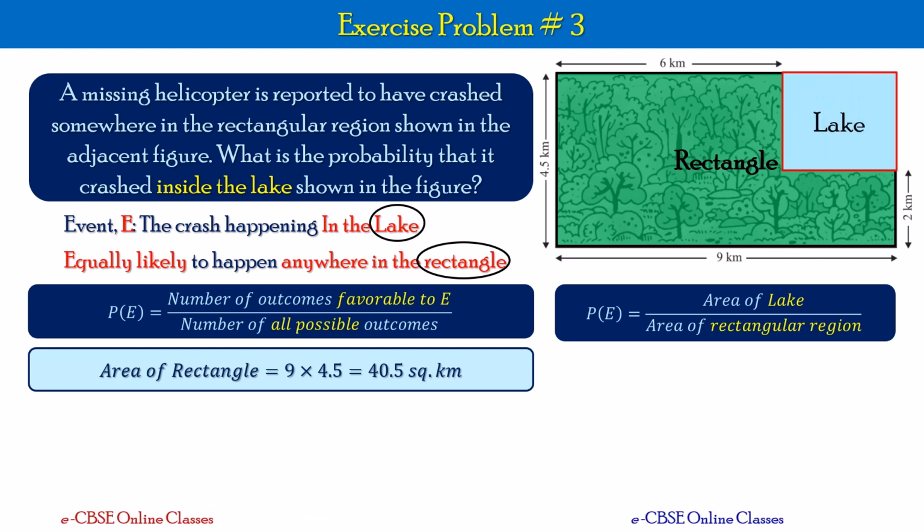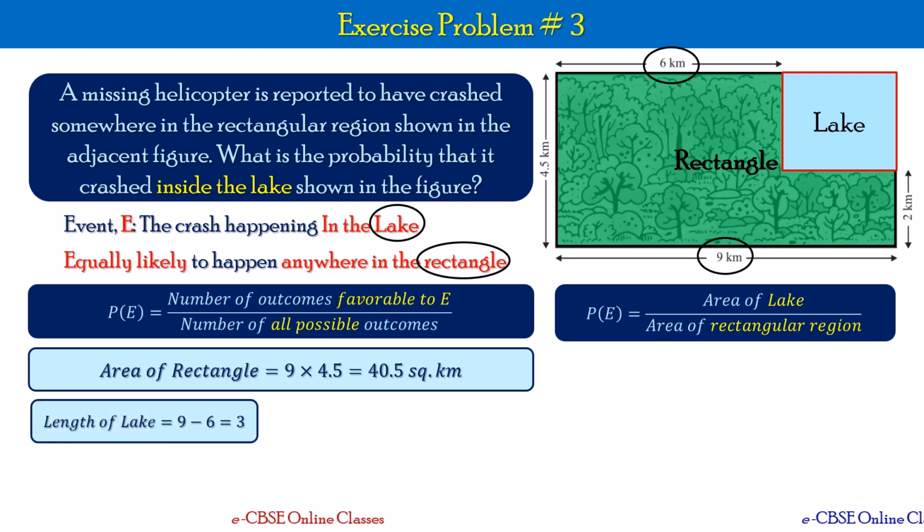Now we need to work on the area of the lake, right? The dimensions are not directly given here, but we can calculate because there are some partial dimensions given in the other part of the picture. So we know that 9 kilometers is the total length of the rectangle. If I remove 6 kilometers from that, that would be the length of my lake. Okay, that is 9 minus 6 is equal to 3.